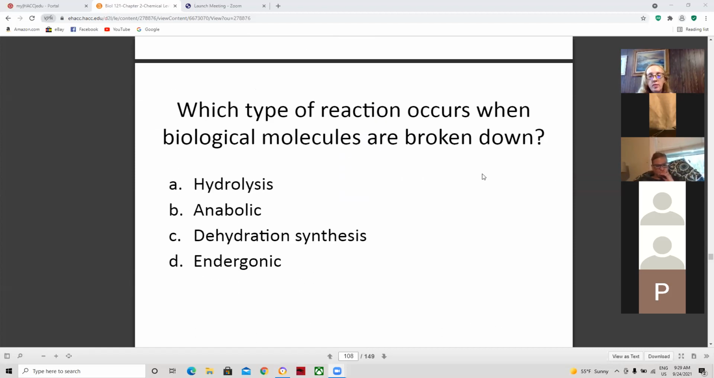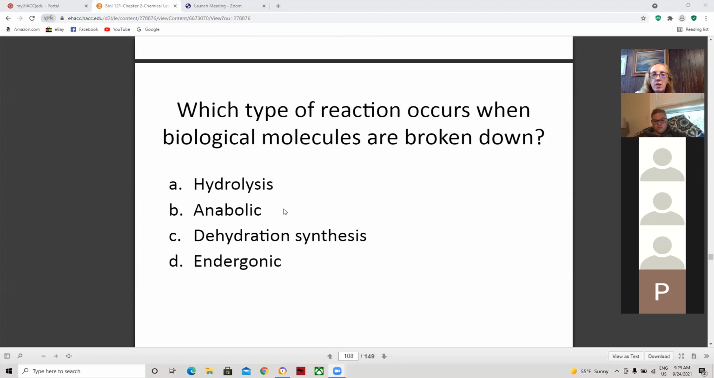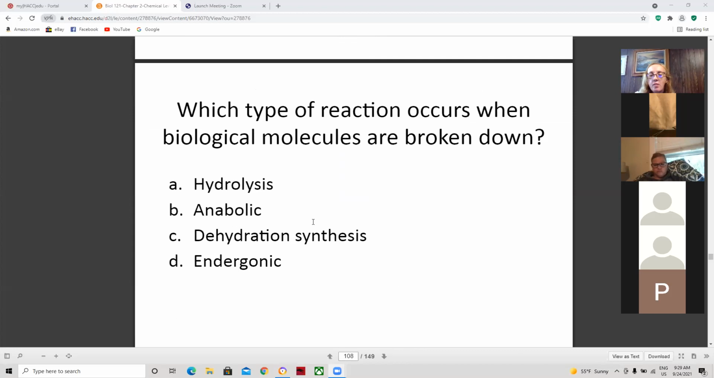Which type of reaction occurs when biological molecules are broken down? Somebody else. B. It's B. No, wait, it's not B. So say it again. I think it's A. It's A, you're right. B is a synthesis. C is a synthesis. And an endergonic reaction is one that's going to absorb energy in the form of a chemical bond. So it has to be A. And remember, lysis always means to break.